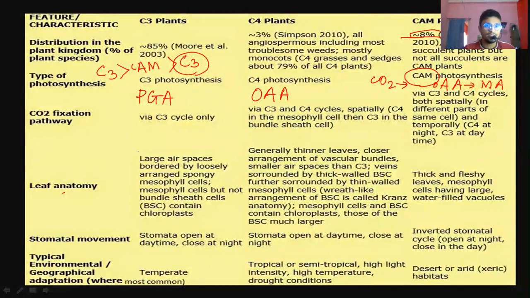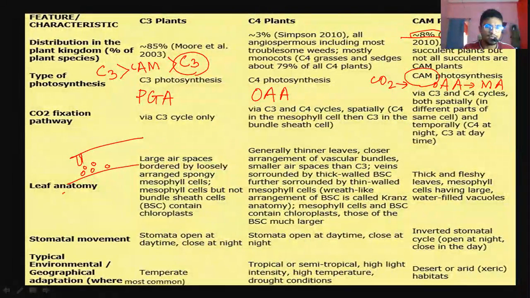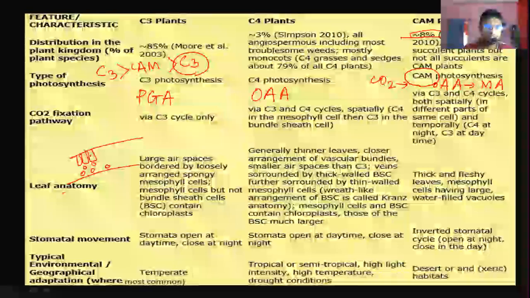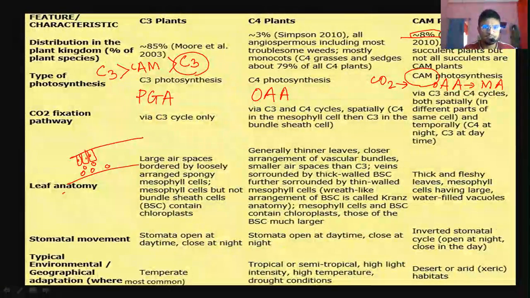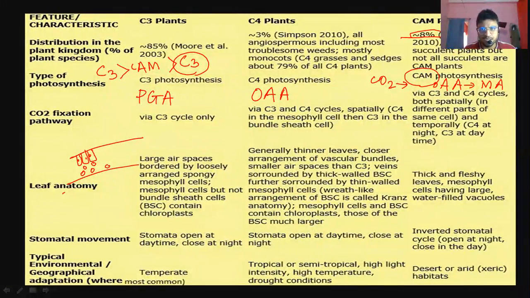So now if you study the leaf anatomy, you have this spongy parenchyma here below, a sponge-like structure, and you have a palisade parenchyma. So this is how things actually look, but it doesn't have any Kranz anatomy. But if you study the C4 plant, they have a special arrangement of bundle sheath, in the form of Kranz anatomy. So you can see here that Kranz anatomy is present, and thick and fleshy leaves.